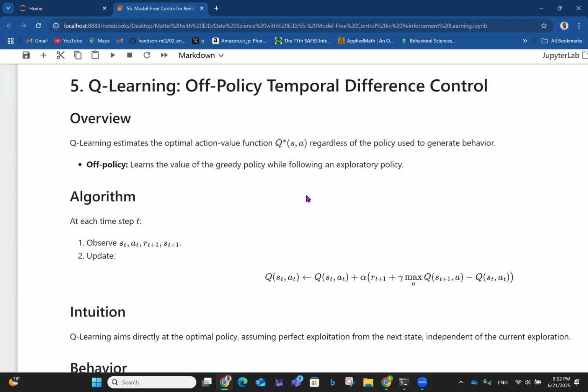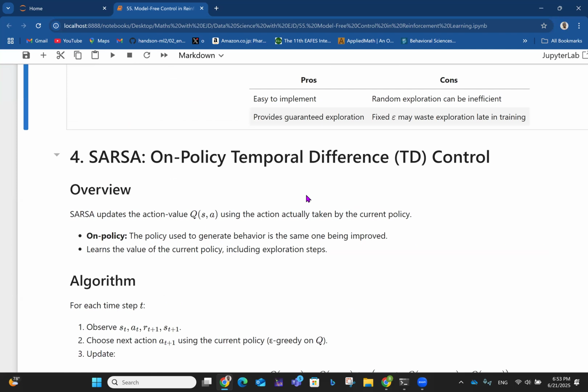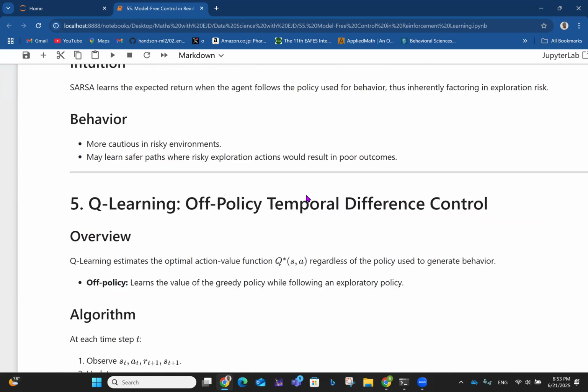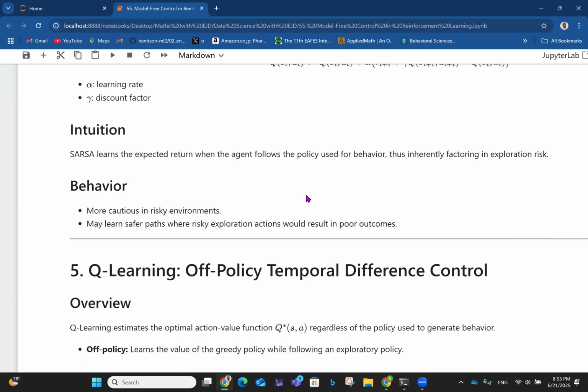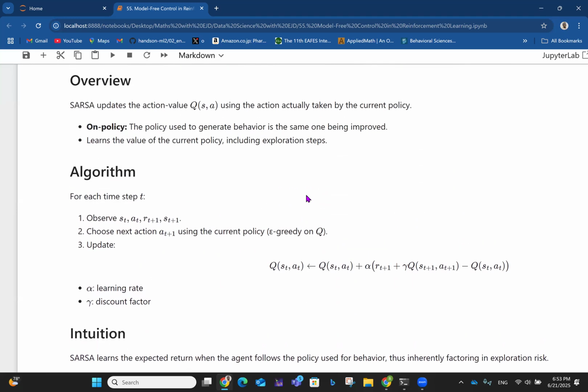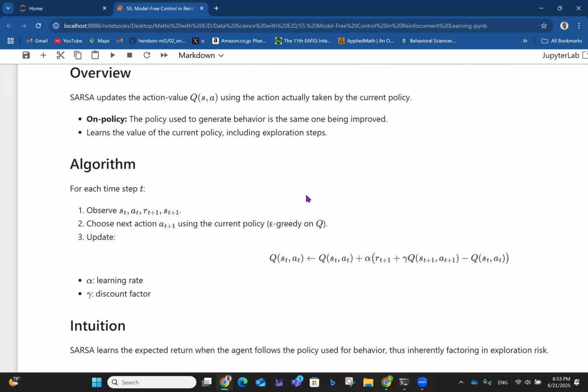So let's talk about Q learning, which is off-policy. The other time we talked about SARSA, which is on-policy temporal difference, while Q learning is off-policy temporal difference control. And in overview, Q learning estimates the optimal action value function Q star of S comma A, regardless of the policy used to generate behavior. So with off-policy, it learns the value of the greedy policy while following an exploratory policy. On-policy, you remember, is where the policy used to generate behavior is the same one being improved, right?